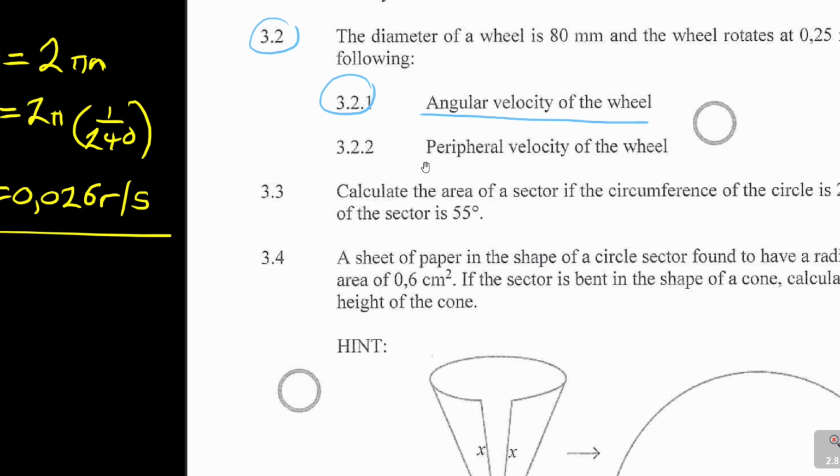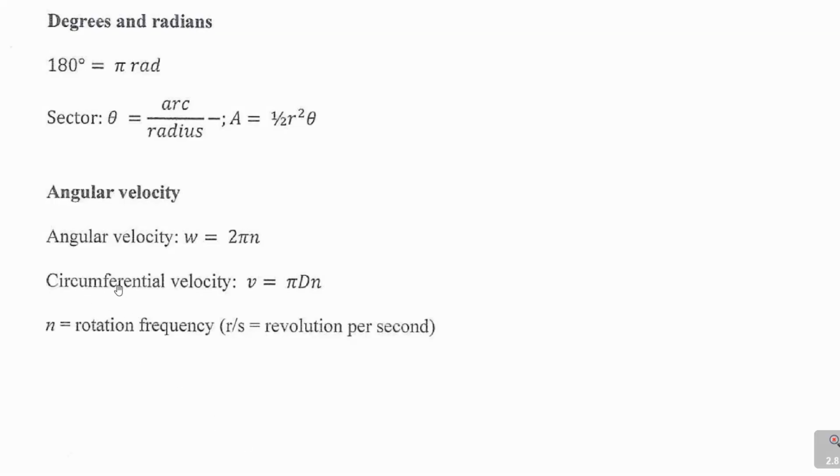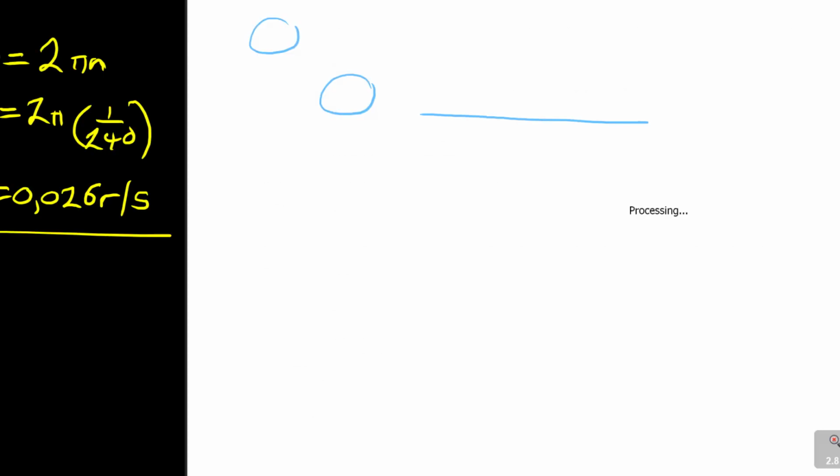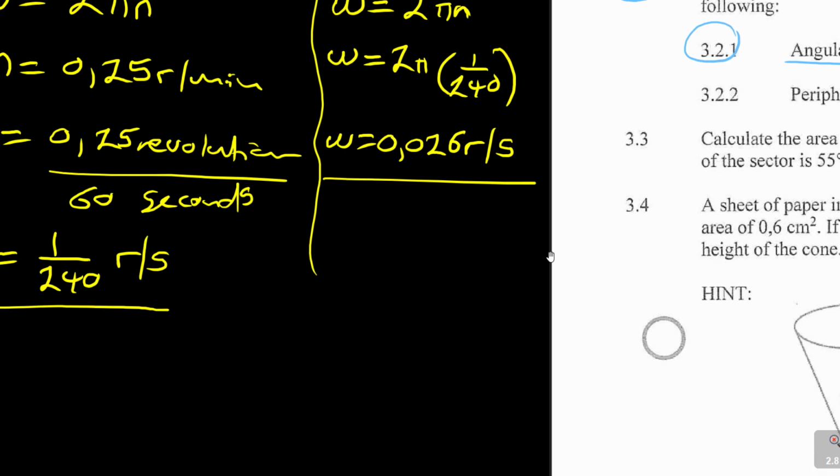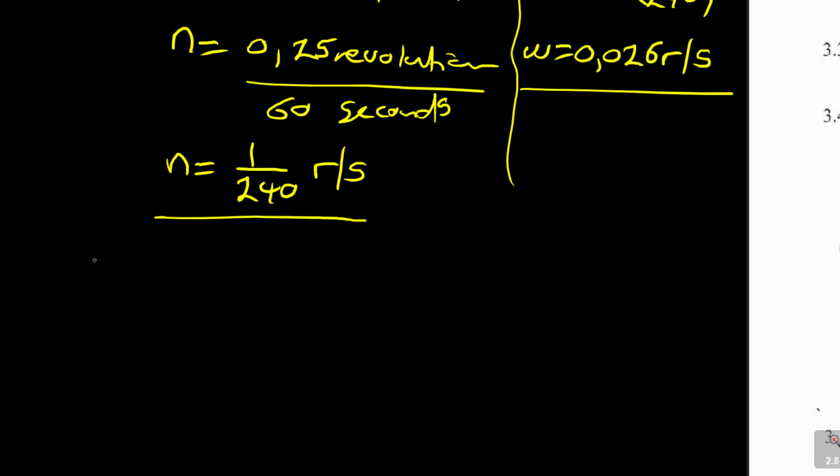Next one, peripheral velocity of the wheel. I mean the circumferential velocity, sorry. The circumferential velocity V is πdn. That's what they want, the πdn. So when you write that formula, V is equal to πdn, and we already know our n. This is our n.